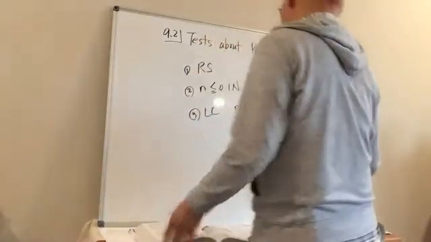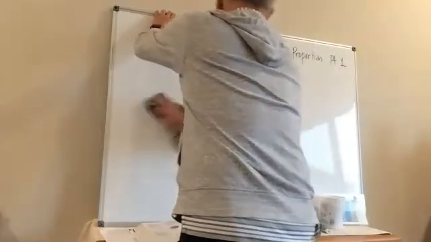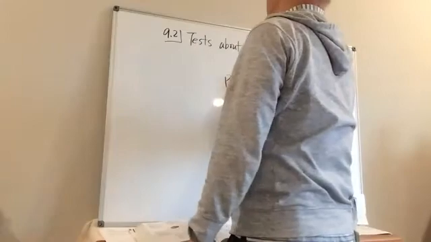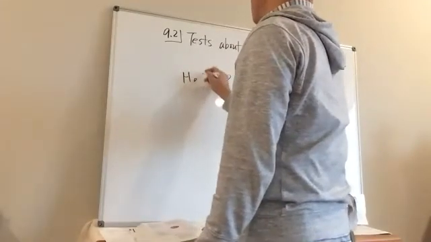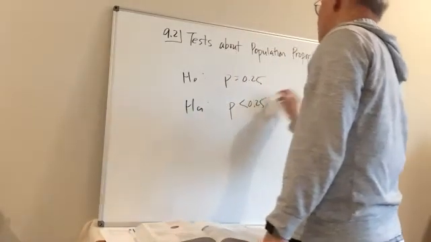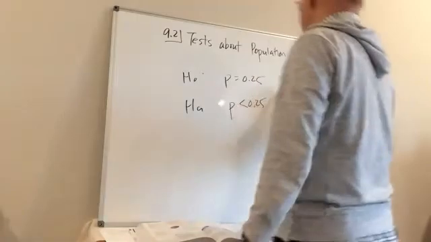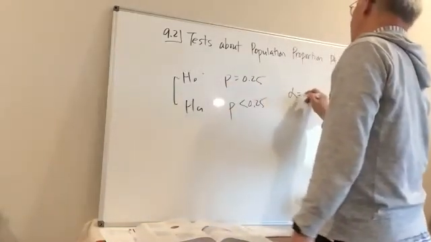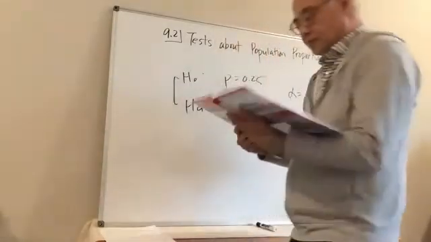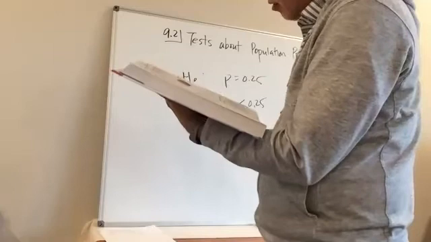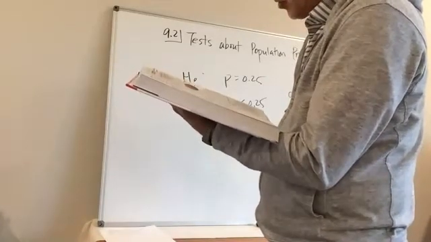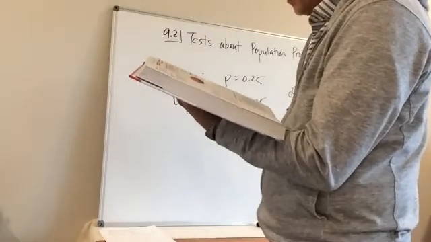Since we are trying to disprove that the proportion is equal to 0.25, that would be the H0. What we think is true is this, that is the Ha. And we have alpha equal to 0.05. Here, p is the true proportion of all students at the school who have a part-time job.